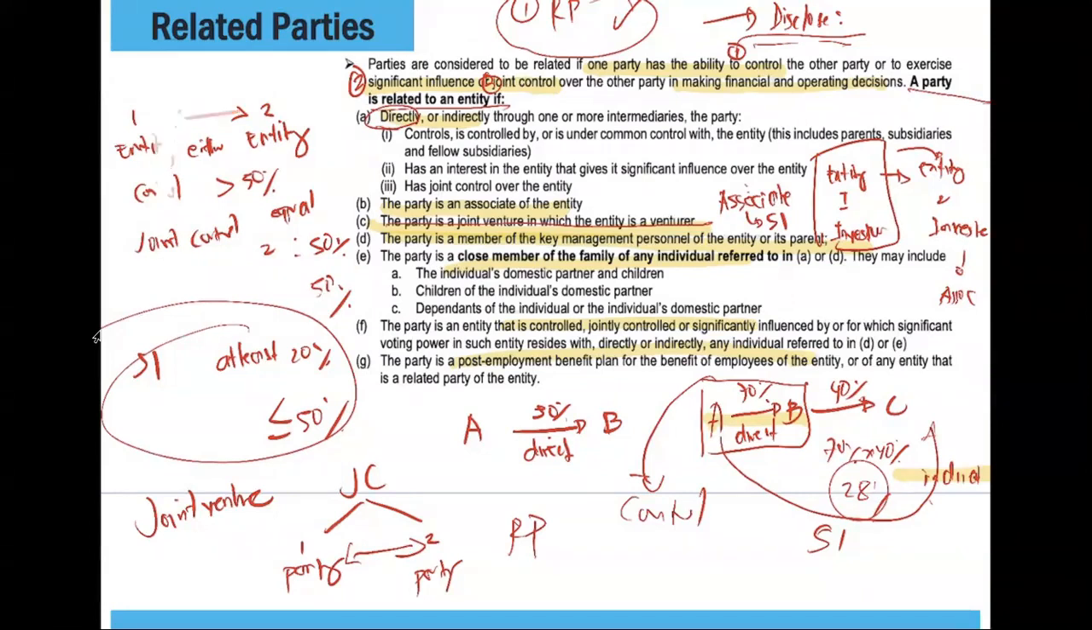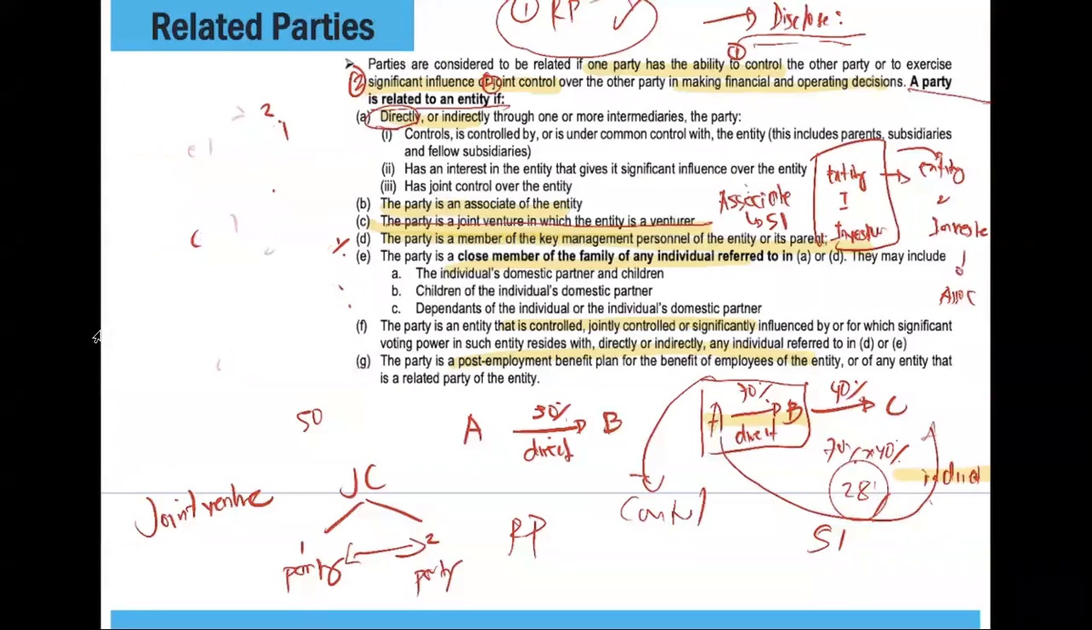Okay, let's summarize who are your related parties. So the following are your related parties. First, so long as any of the three is present: joint control, significant influence, or control. Next, you are a key management personnel. Next, you are a post-employment benefit plan of the entity. And lastly, you are a close family member of the entity. So ito lang naman yung mga kailangan alalahanin dyan.